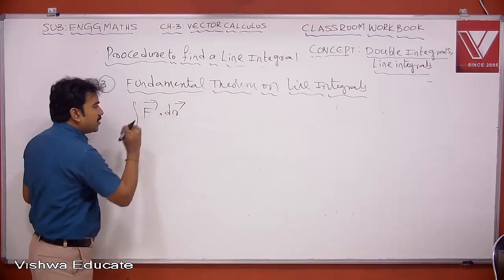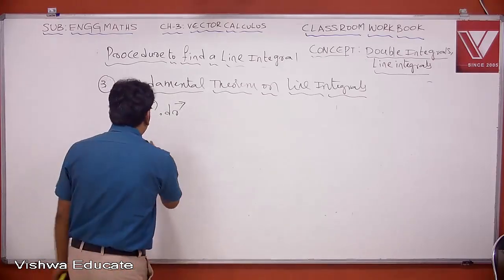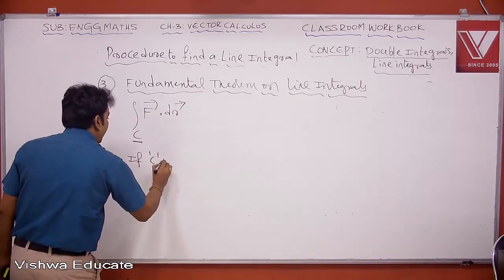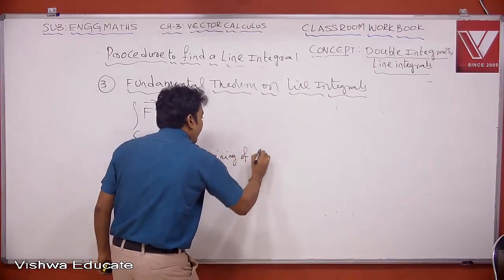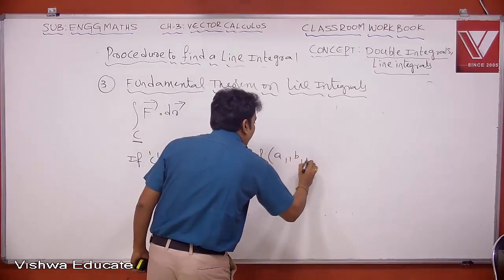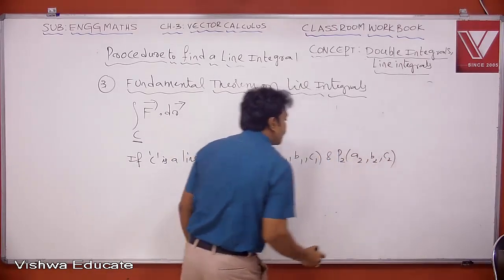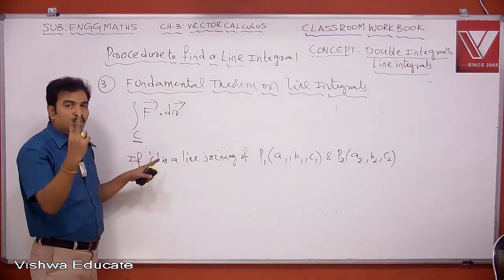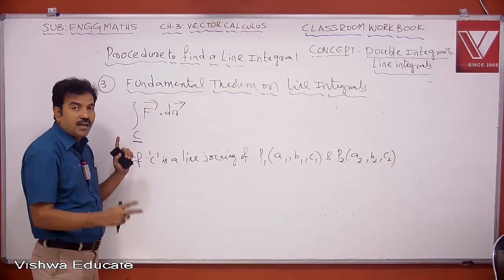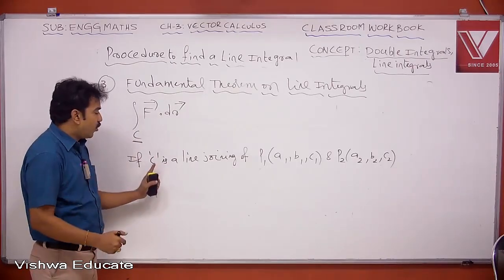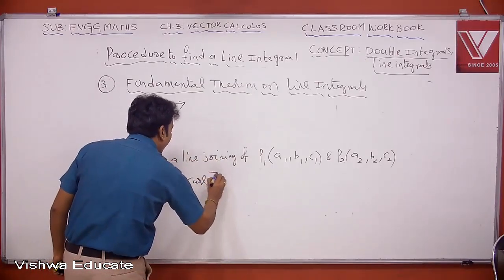Now if you want to evaluate this line integral, make sure about this curve C. Suppose C is a line joining 2 points, call them P1 (A1, B1, C1) and P2 (A2, B2, C2). That means the curve C is a line joining two three-dimensional points. Be careful about this theorem. It is valid only for a line joining two 3D points, not for 2D. So when C is a line joining two 3D points and curl f bar equals the null vector.